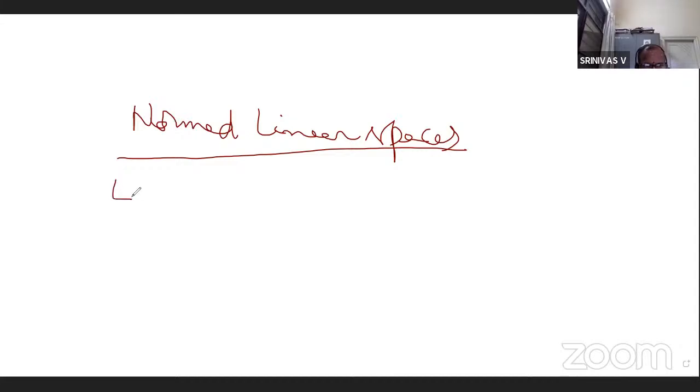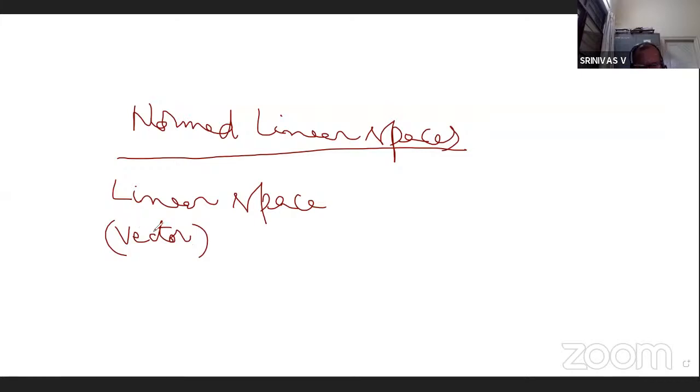Well, first we'll define what we mean by a linear space. Linear space is equivalently called a vector space. So vector space is a synonym for linear space. First, we will define what we mean by linear space. In fact, you should read these in your BSc also.